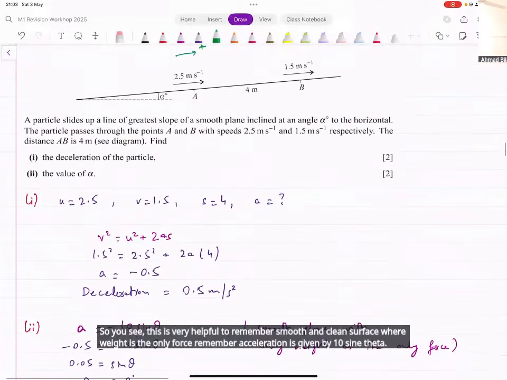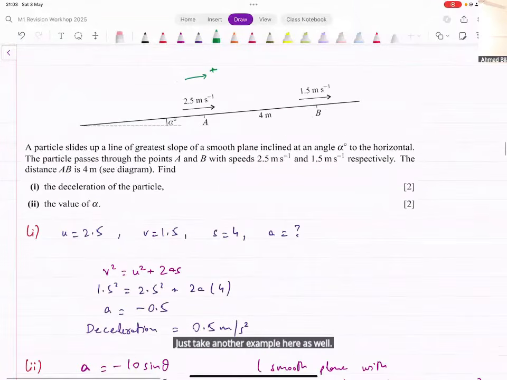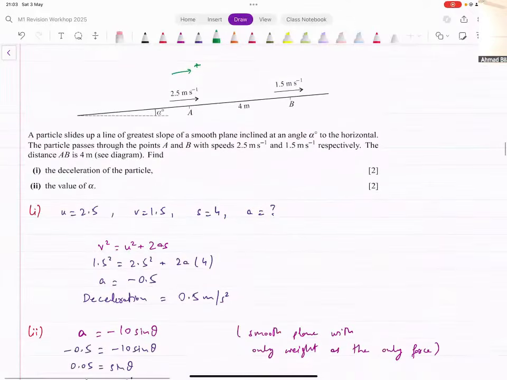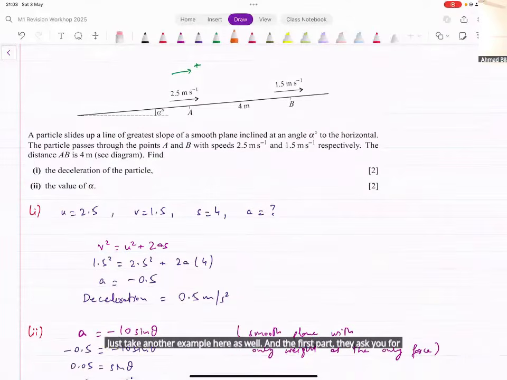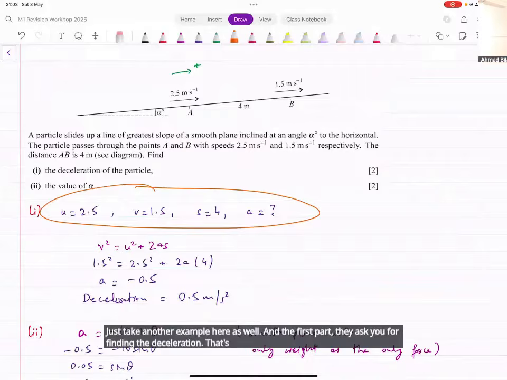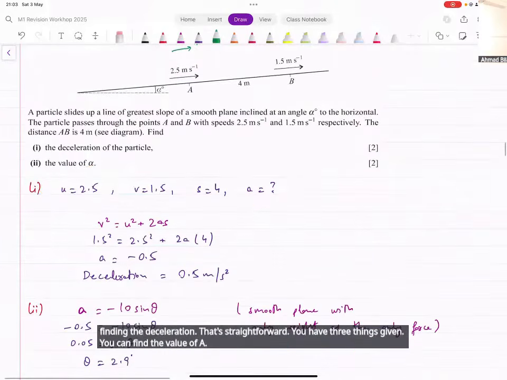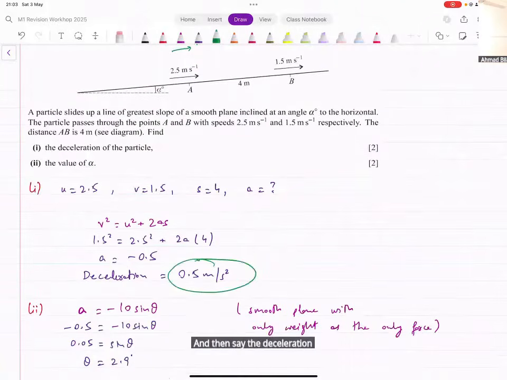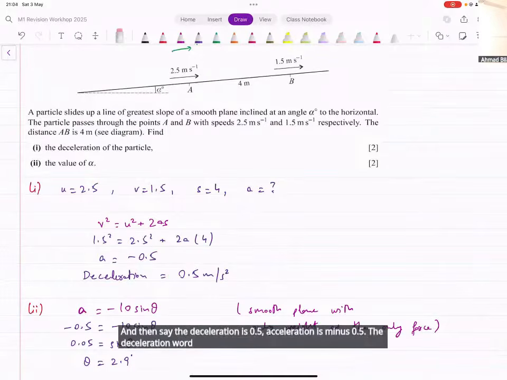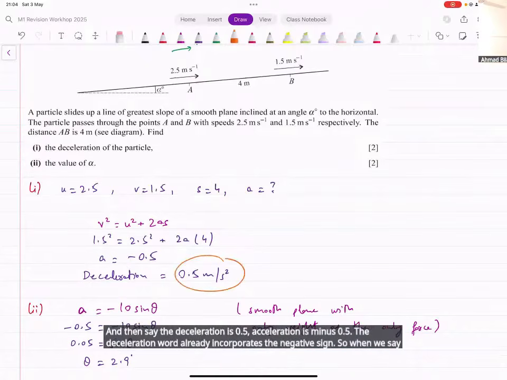Let's take another example here as well. In the first part, they ask you for finding the deceleration. That's straightforward. You have 3 things given. You can find the value of a, and then say the deceleration is 0.5. Acceleration is minus 0.5. The word deceleration already incorporates the negative sign. So when we say deceleration, that will just be 0.5.